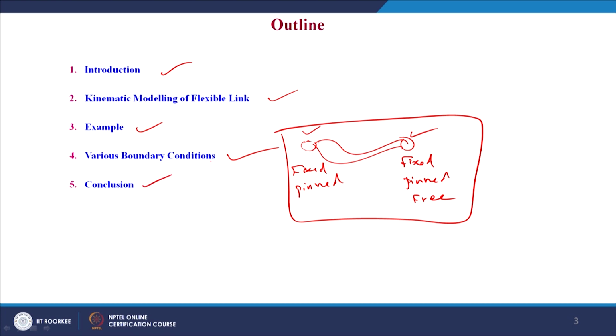I repeat the organization again. First we see the introduction, then the kinematic modeling of flexible link, where we go up to differential kinematics, that is forward kinematics, then the Jacobian matrix. Then we have an example, that is a two link planar flexible manipulator, and then the various boundary conditions will be listed in this lecture, and of those only one condition we are going to see. Finally, conclusions will be drawn from the lecture today.